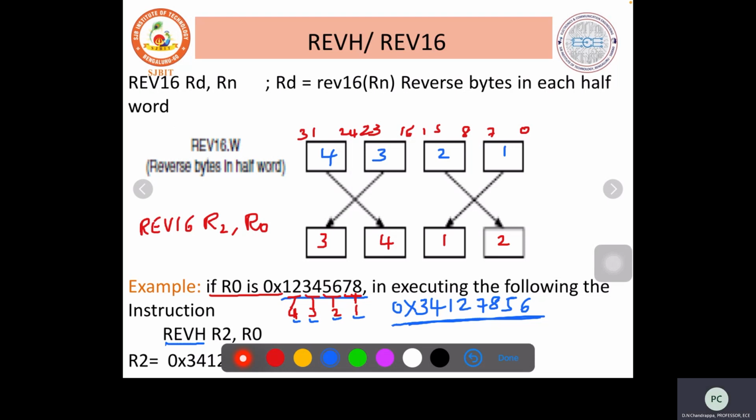Okay, so now I'll come to the conclusion of these instructions. Here also it is similar to the previous instruction, but reverse byte in each half word. In the previous instruction, reverse bytes in each word. But this one, reverse bytes in each half word. Once you remember these block representations, you can easily analyze the final output.